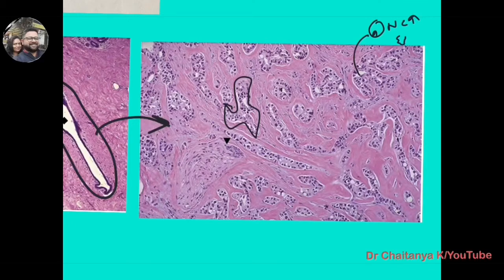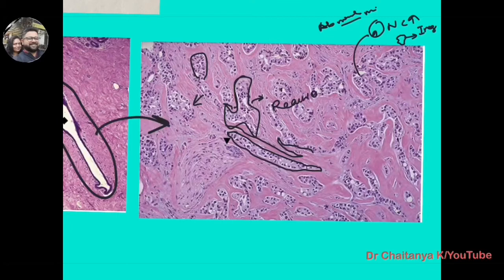Then the nuclei show anisonucleosis and irregular nuclear membrane. Another thing is you will get abnormal mitosis over here, and you can see this pink thing is increased. This is called collagen. This increase in collagen is due to desmoplasia: whenever these glands and ducts become irregular and invade the surrounding parenchyma, the parenchyma gives a reaction. This reaction is called desmoplasia.